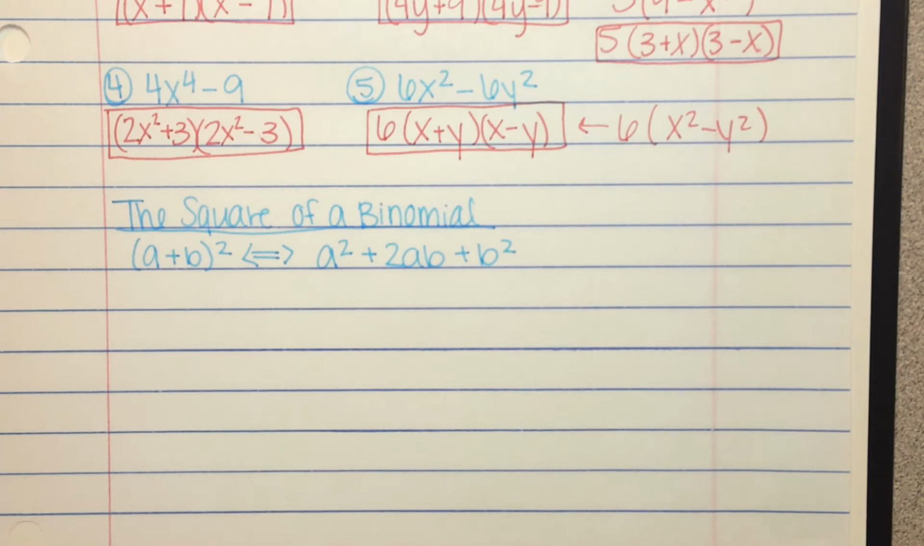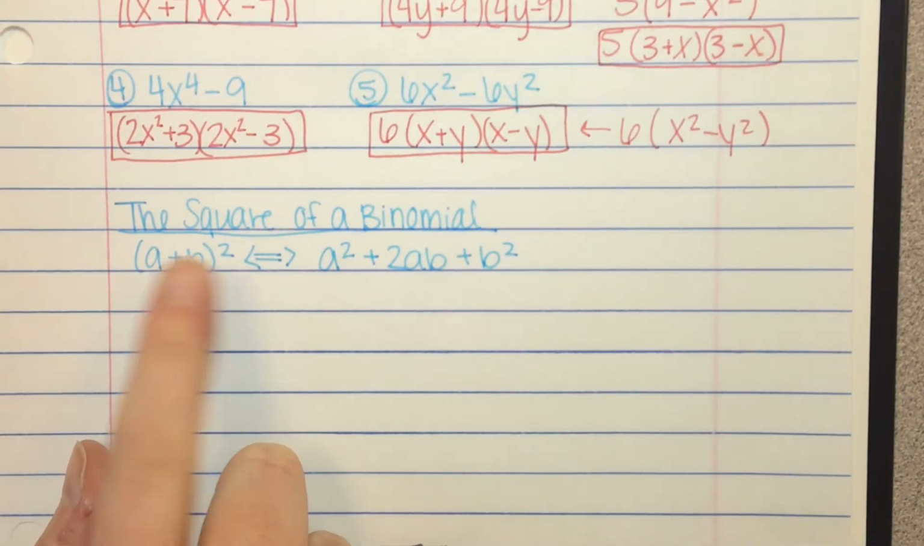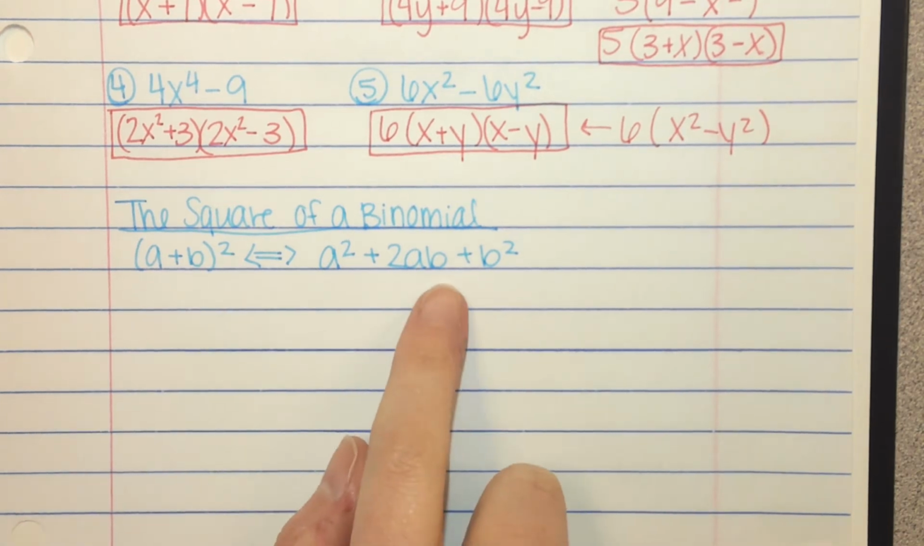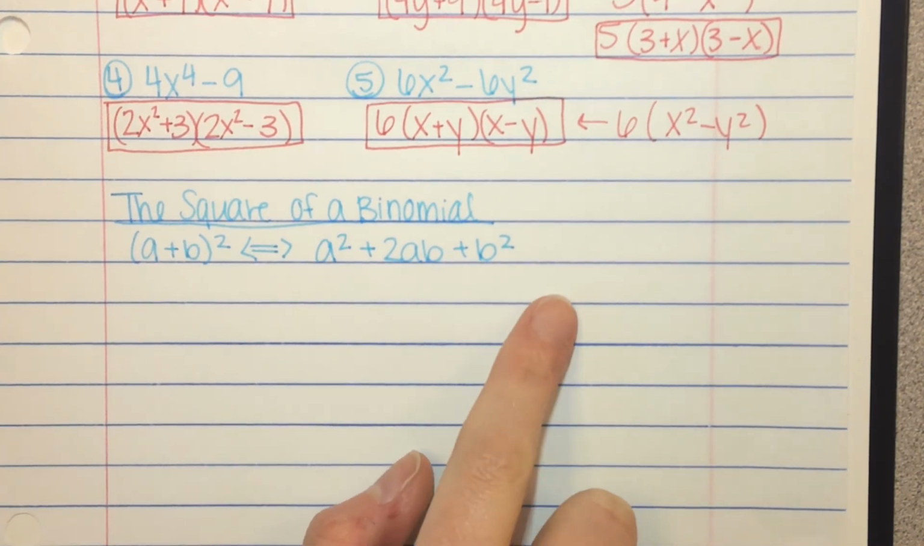Next, we're going to look at the square of a binomial. So that's when you take a binomial, which has two terms, and you square it. And when you do that, you can quickly go to the multiplied version by doing a squared plus 2ab plus b squared. Okay, and the same is true if you go backwards.